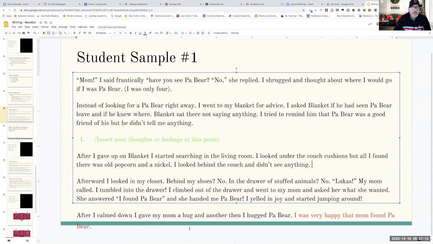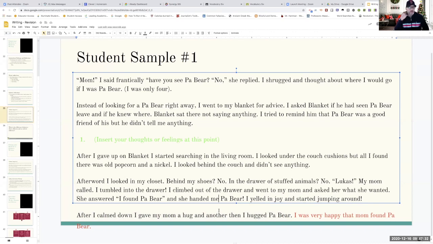You can see an example of it here. After I calmed down, I gave my mom a hug, and another, then I hugged Pa Bear. So there's no real mention of an emotion, just showing.